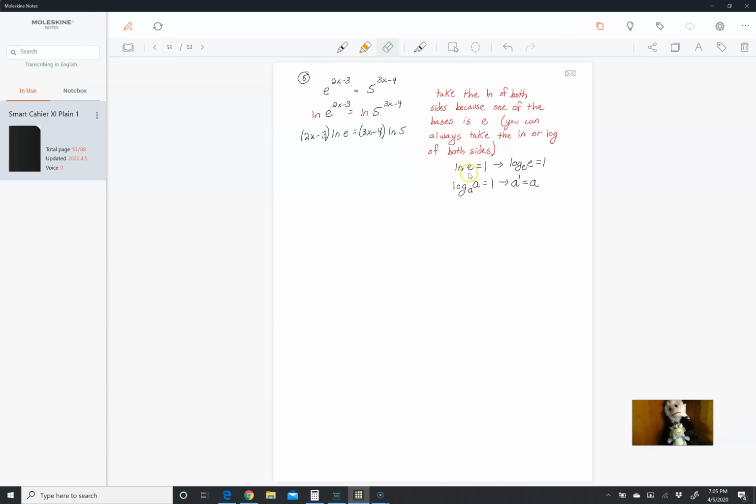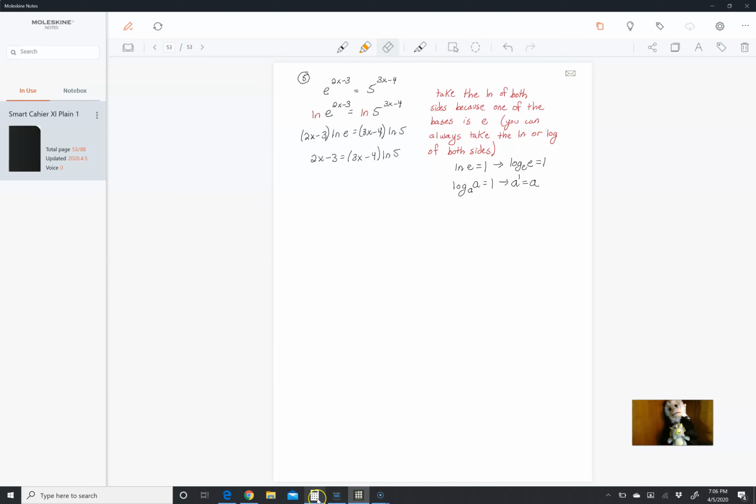So the ln of e is the same thing as log base e of e, and if the argument is the same as the base, then the log is equal to 1. Okay, because when you raise anything to the first power, you get itself back. So we're going to use that, and what that means is that this is just 2x minus 3 equals 3x minus 4 times the ln of 5. So you don't have to rewrite this. I'm rewriting it just so that you know that we're just saying that the ln of e is equal to 1. But you absolutely don't have to.